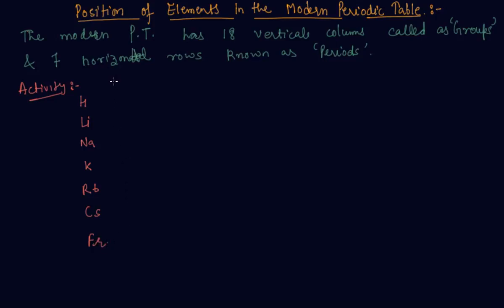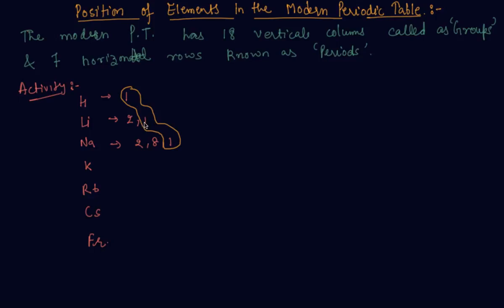Write down the electronic configuration of the first 3 elements. The electronic configuration is 1, then 2, 1, then 2, 8, 1. What similarity do you find in their electronic configuration? They all have one valence electron in their outermost shell. If you write the electronic configuration of all the elements of group 1, you will see that all of them have one valence electron in their outermost shell.